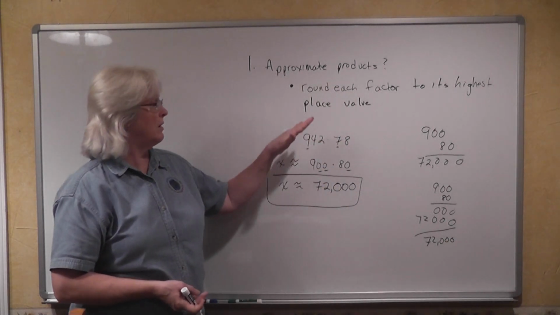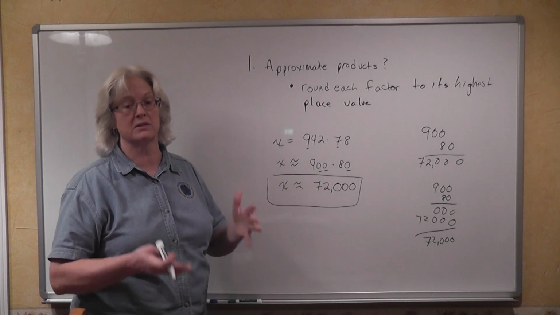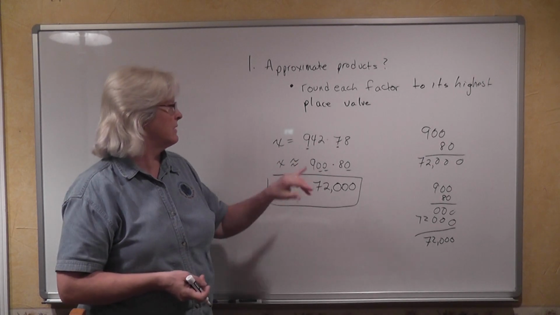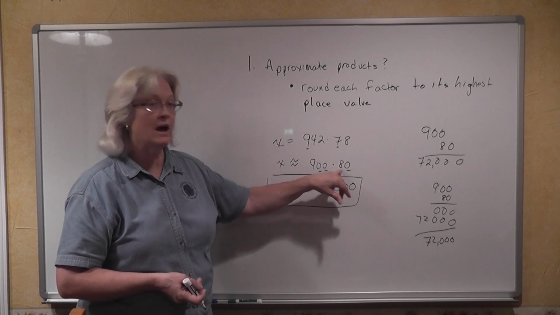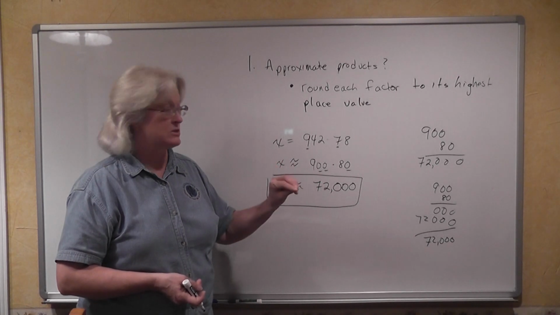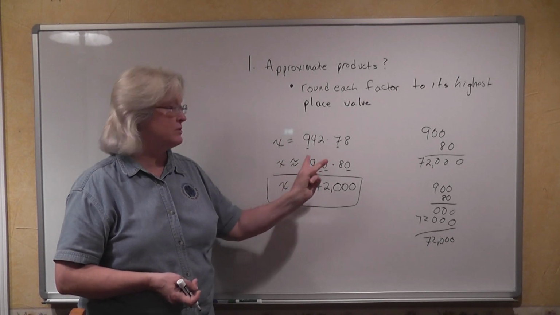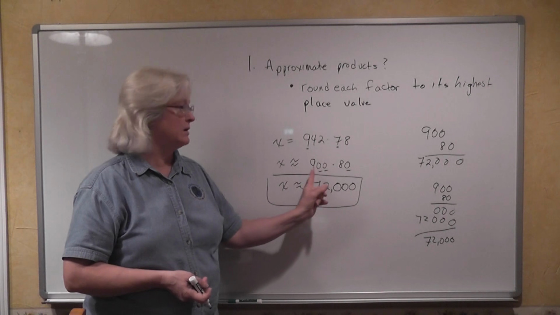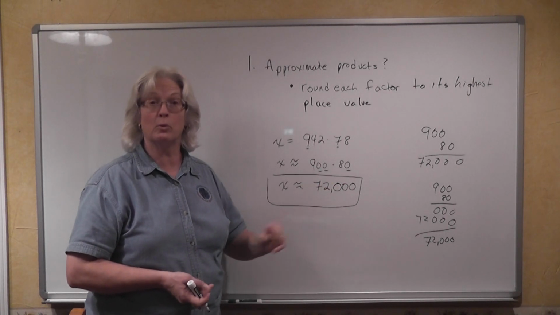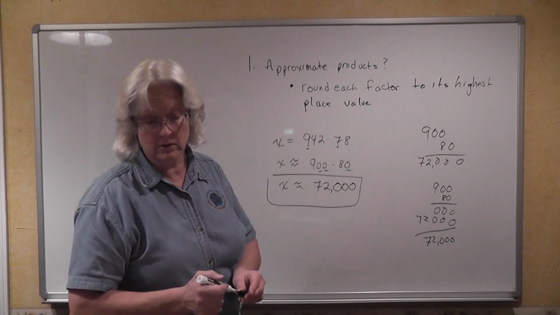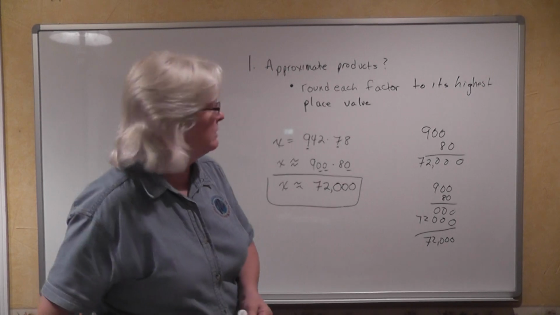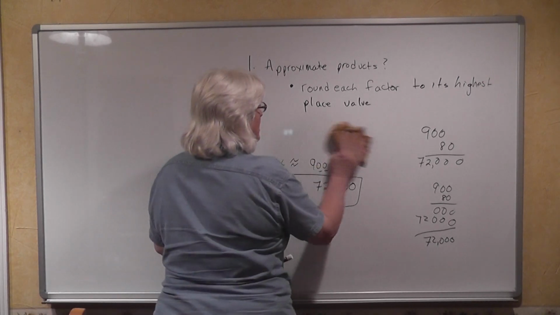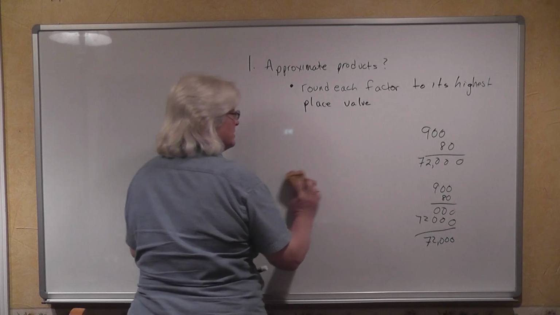So when you are approximating products, it's dead simple to do. You round so that you only have one digit that is not 0. Multiply those digits together, the 9 and the 8, count up your zeros, and you have your approximate answer to a product. But now, what are we going to do if we want to approximate a quotient?